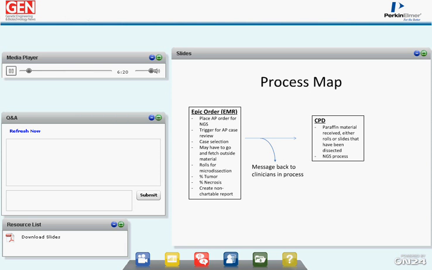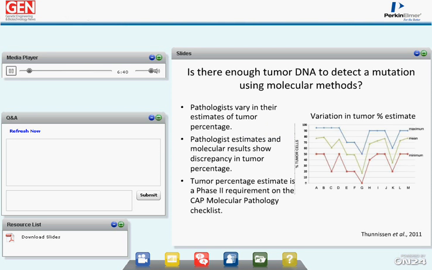Once that occurs, a message goes back to the electronic order system that the sample's been identified and moves downstream to the Center for Personalized Diagnostics for nucleic acid extraction and next-gen sequencing, which Bob is going to speak about at great length. In anatomic pathology, we still have to determine how much tumor is present within a DNA sample.